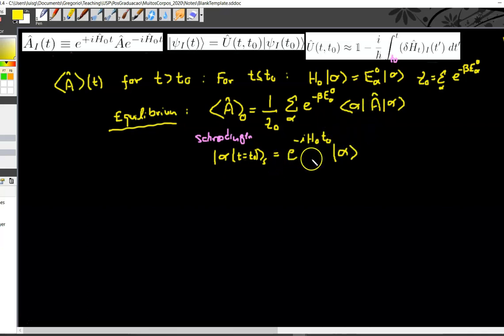Because this would be simply e^{-iE_α t_0} times the state alpha, so it's just a phase, and everything cancels here. So for any time between 0 and t naught, the expected value of A is simply this, the equilibrium value. But now we want this quantity, okay?